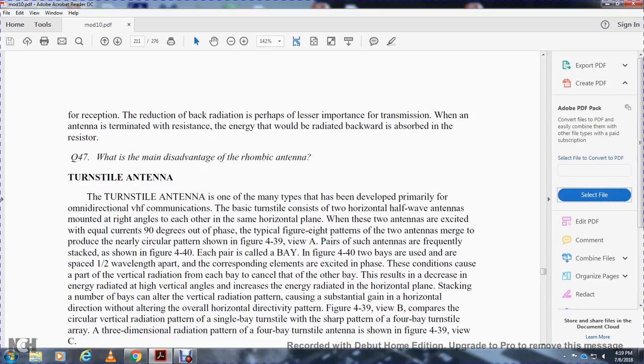All right, the turnstile antenna. The turnstile antenna is one of the main types, developed primarily for omnidirectional, very high frequency communication. The basic turnstile consists of two horizontal half-wave antennas mounted at right angles to each other in the same horizontal plane, with the two antennas excited equally but 90 degrees out of phase.